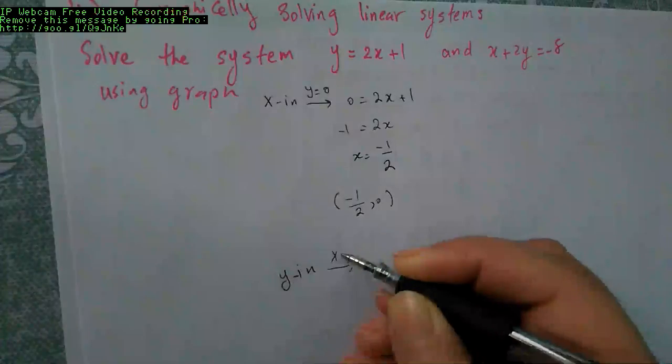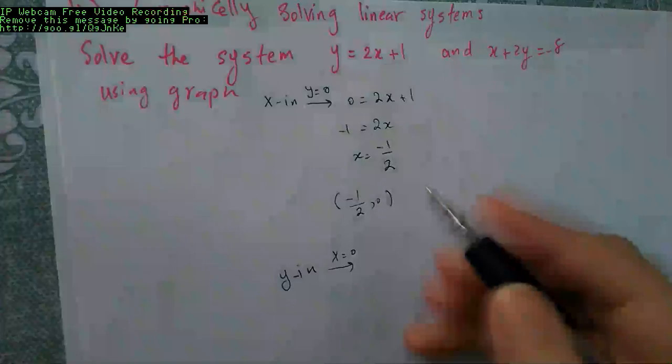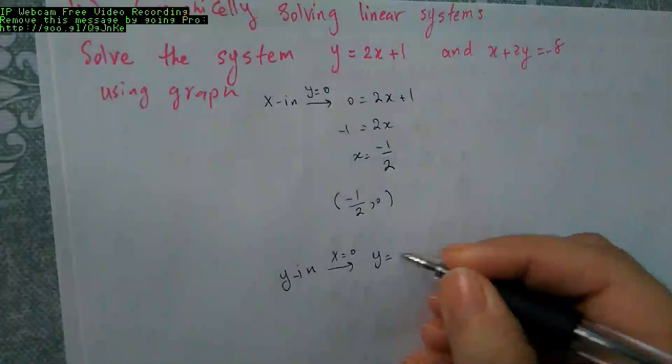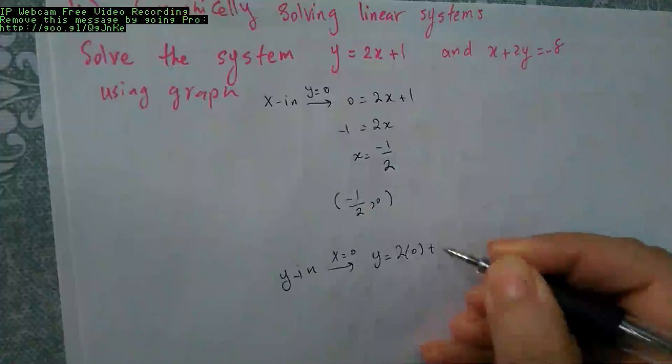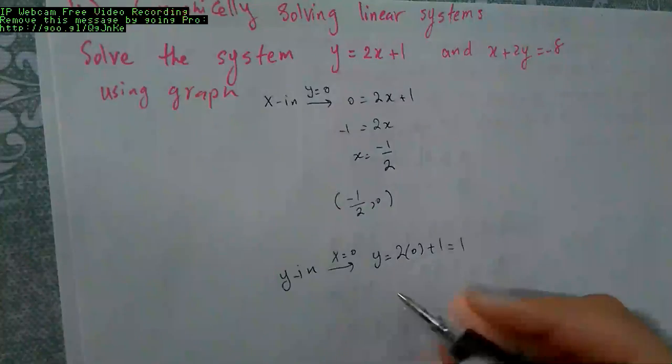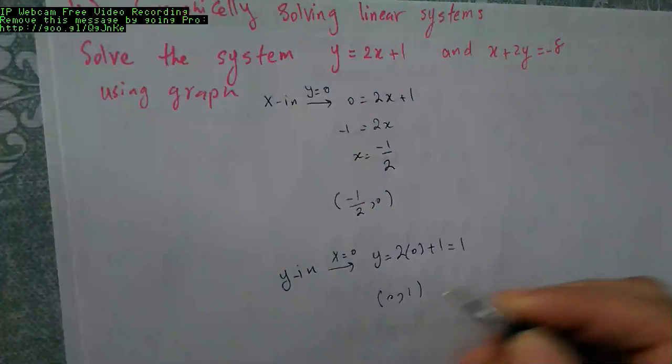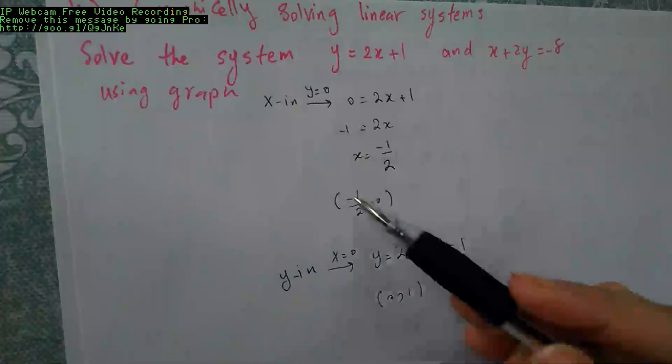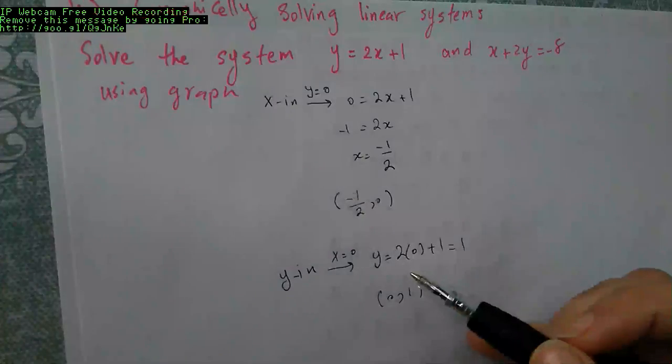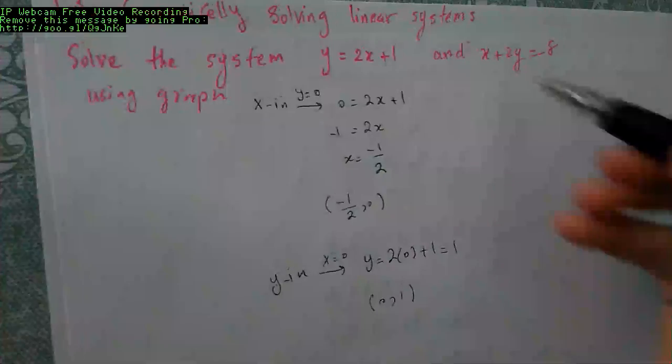I want to do the y-intercept. For the y-intercept, you put x equal to 0. So for x, I put 0. Very easy, it's going to be 1. So for x equal to 0, y is 1. So this is my x-intercept, this is my y-intercept, and now I can graph the line. I would do the same thing here.